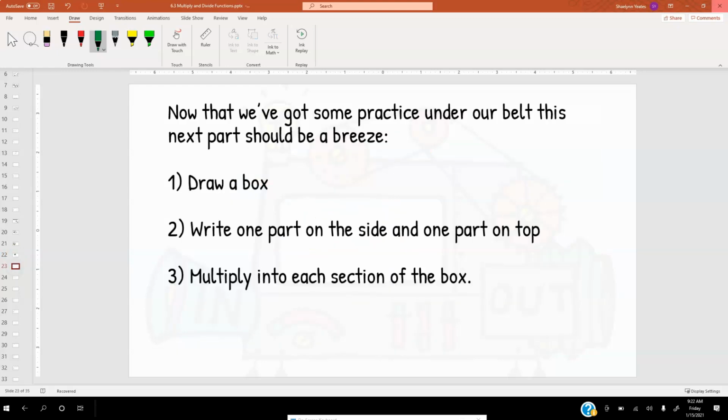Okay, now that we've got some practice under our belt, this next part should be a breeze. Okay, we're going to draw a box, write one part on the side, the other part on the top. We're going to multiply each section of the box.